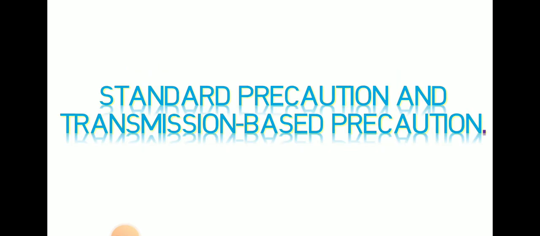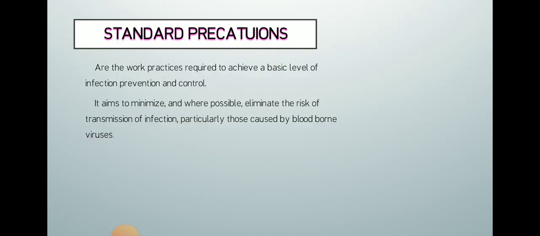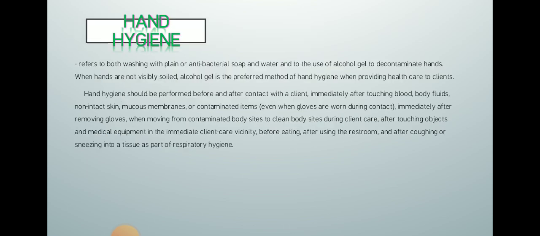Our topic for today is all about the standard precaution and transmission-based precaution. Standard precautions are the work practices required to achieve a basic level of infection prevention and control. It's aimed to minimize and, where possible, eliminate the risk of the transmission of infection, particularly those caused by blood-borne viruses. And hand hygiene refers to both washing with a plain or antibacterial soap and water and to the use of alcohol gel to decontaminate hands.